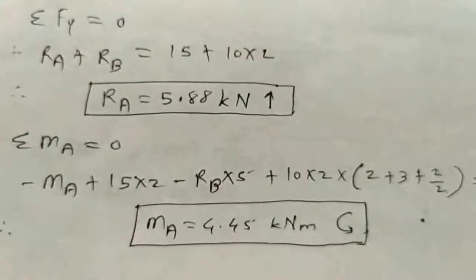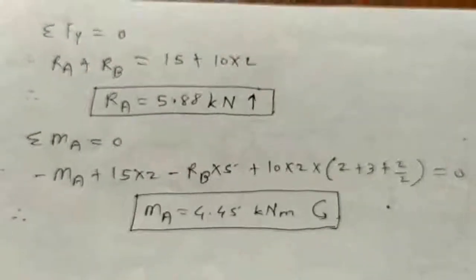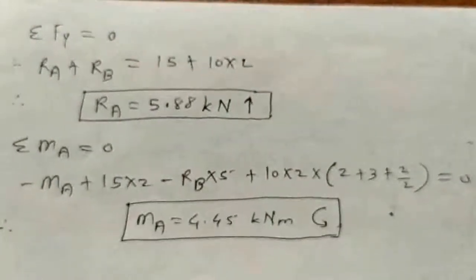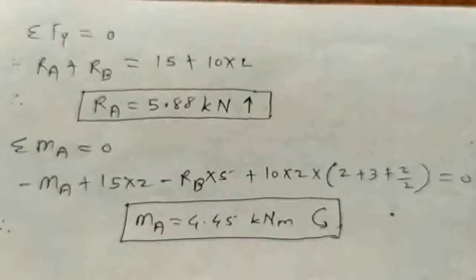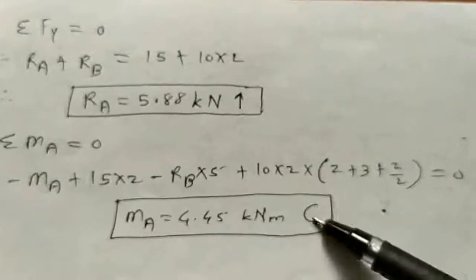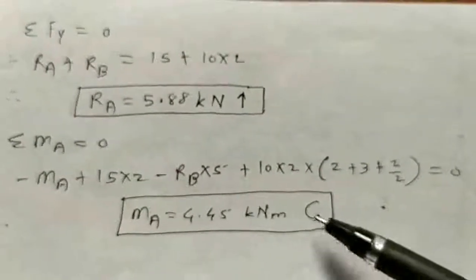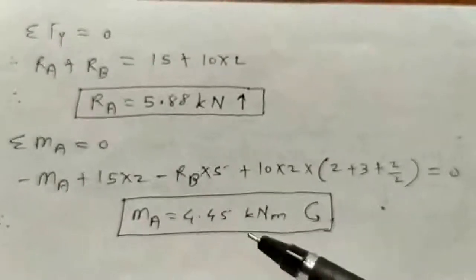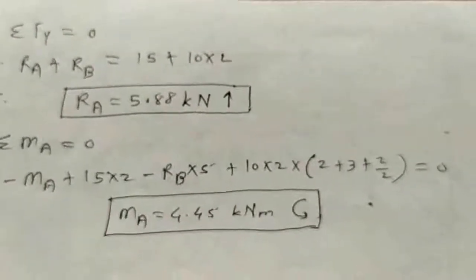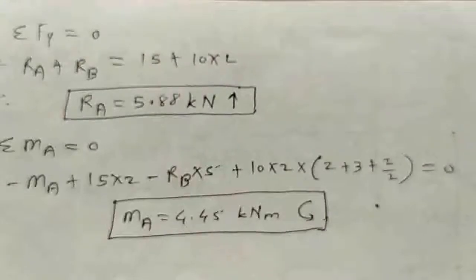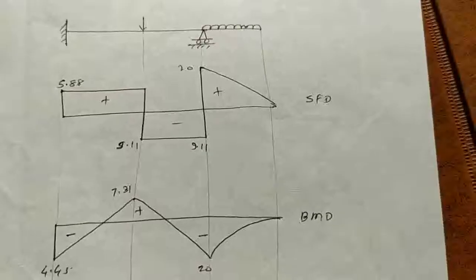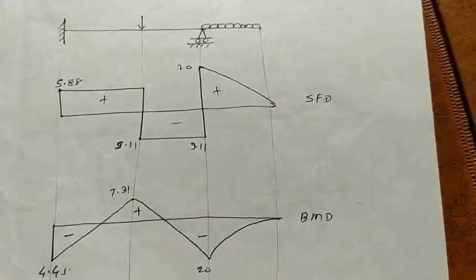Here the answer we are getting is positive, which means the assumed direction is correct. The assumed direction was anticlockwise. So here this arrow is particularly below the baseline. That's why at A there will be generation of a hogging type of bending moment. This is the final SFD and BMD.